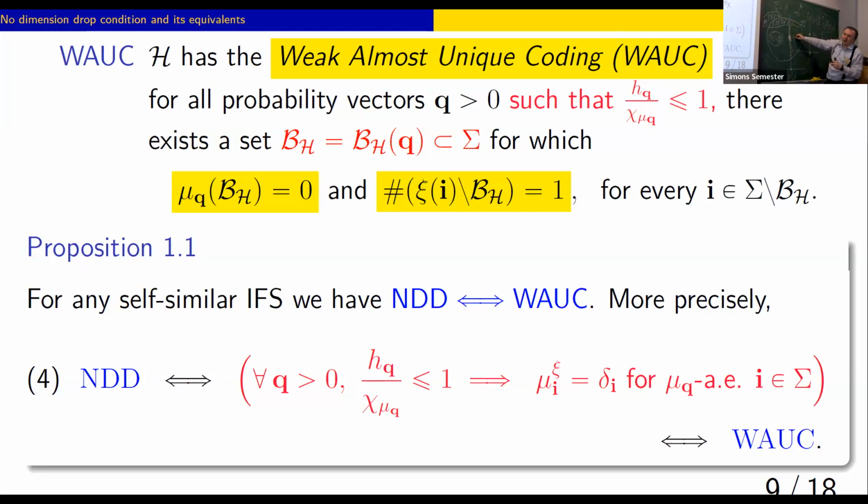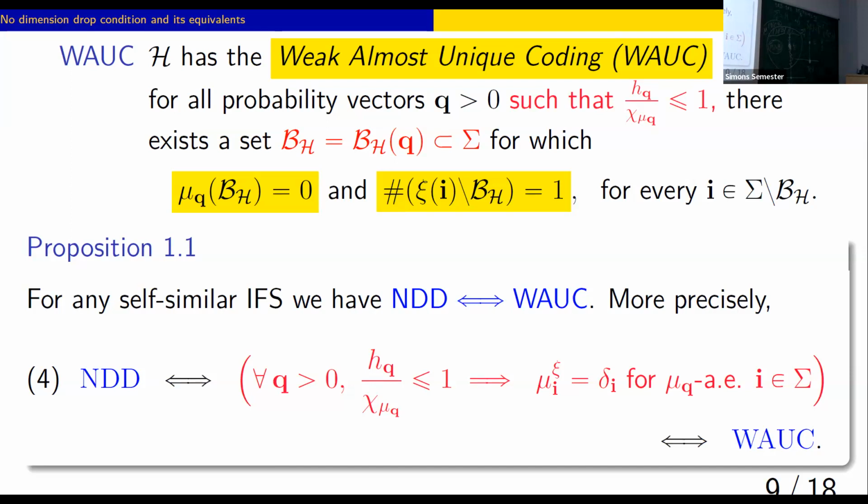So if you choose i such that i is not an element of the bad set, and if you choose j, which is also not an element of the bad set, and pi i is equal to pi j, then i is equal to j. So if you take the symbolic space, take away the bad set, and restrict yourself to the symbolic space minus the bad set, then on this set pi is 1 to 1. This is the weak almost unique condition.